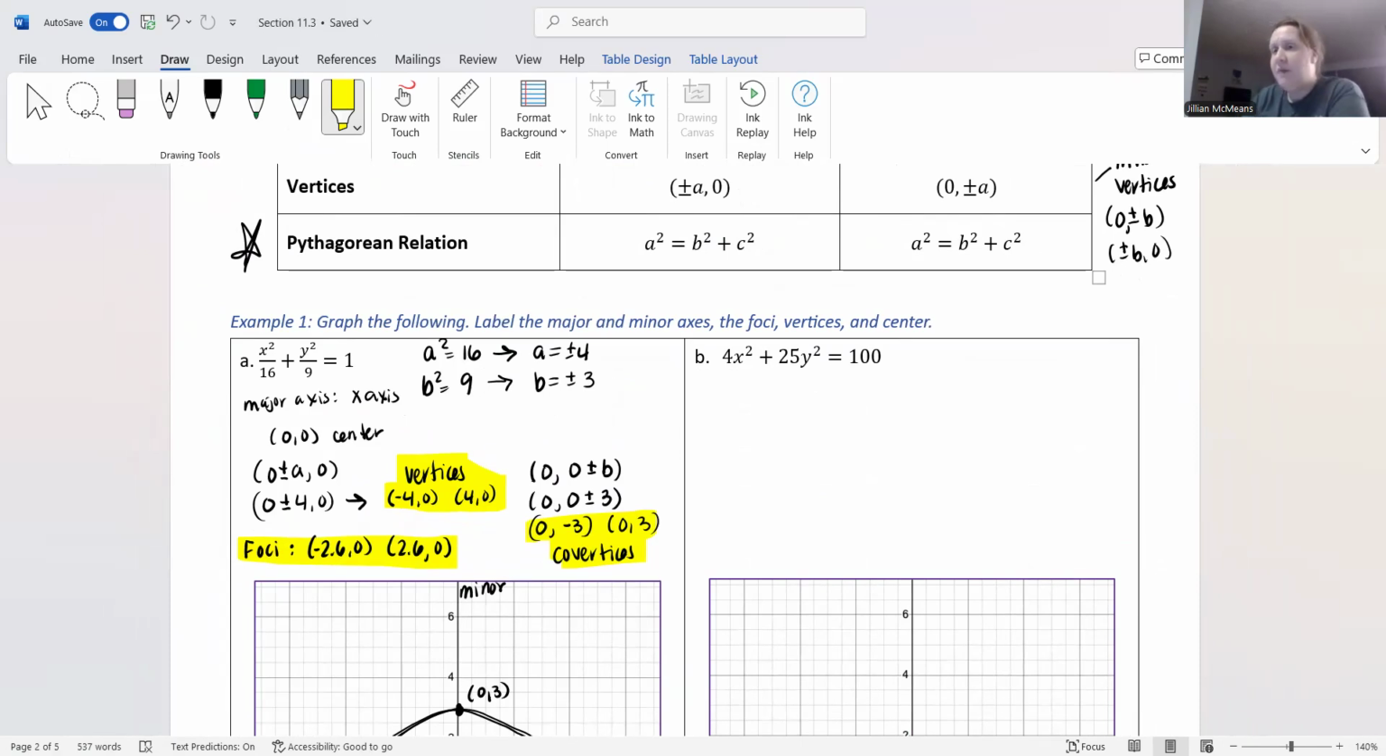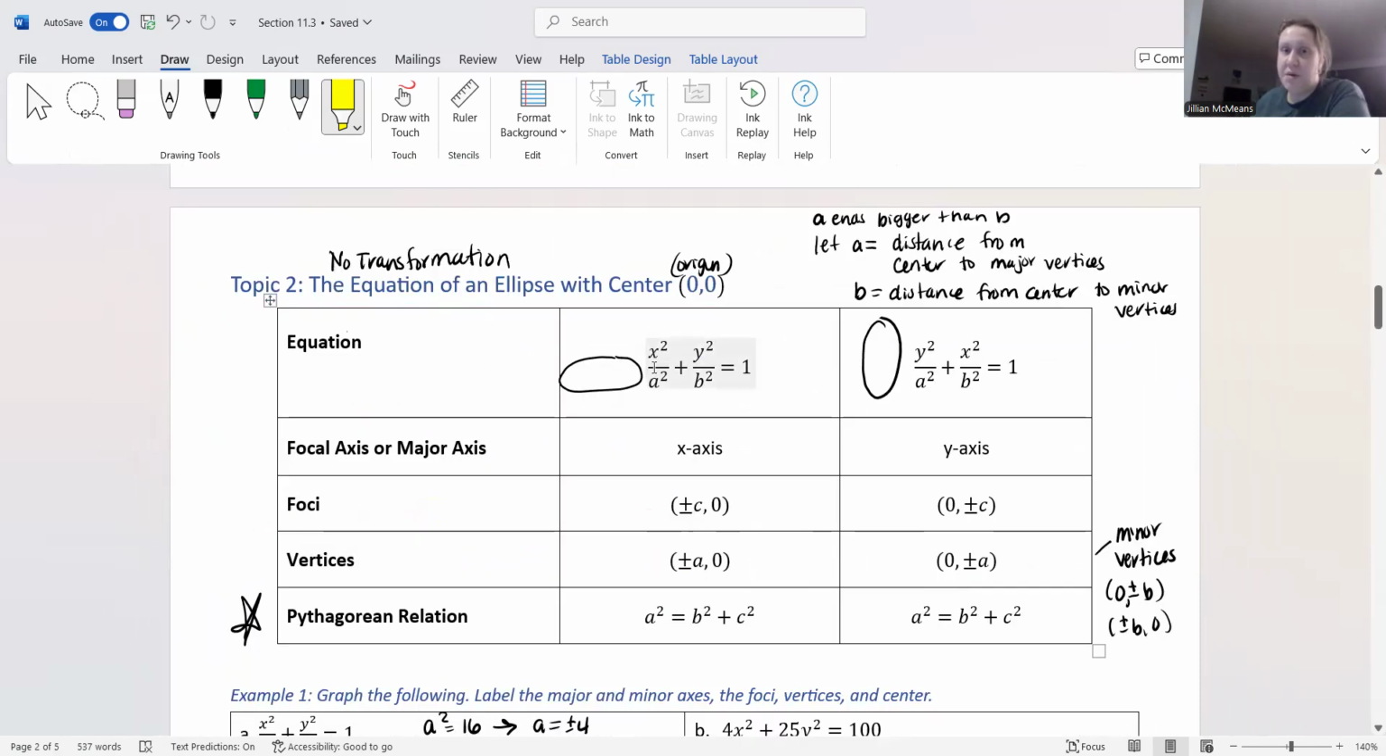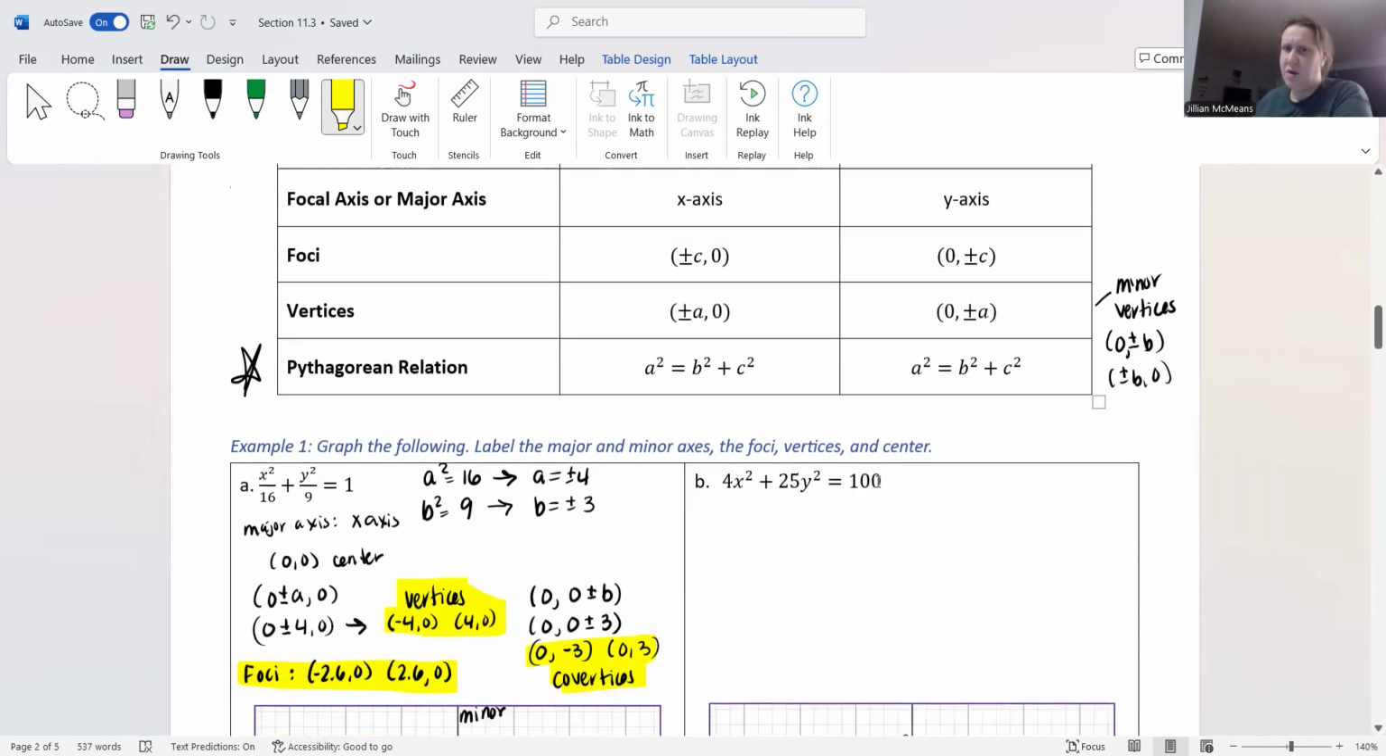So what you have to understand is the general standard form of an ellipse is always going to be something equal to 1. Well, we definitely don't have equal to 1. So what in the world would we do to get this set equal to 1? Well, we would just divide all parts by 100, right? If I divide the right-hand side by 100, I get my 1. But I then have to divide the other two parts as well.